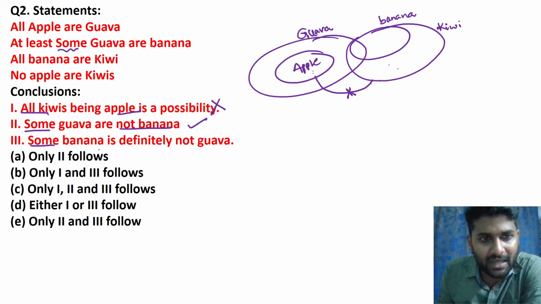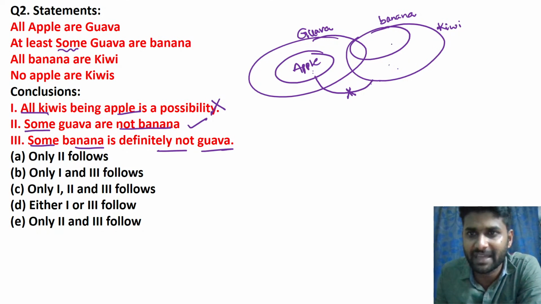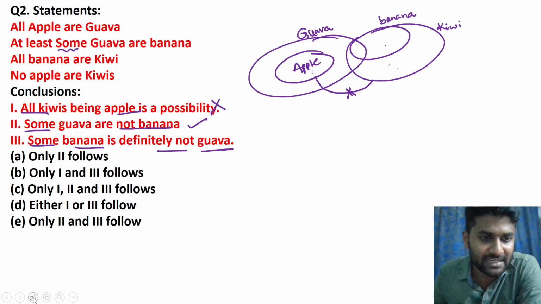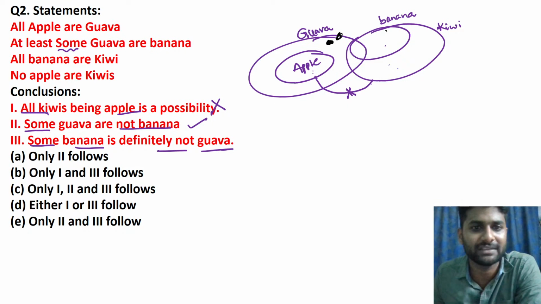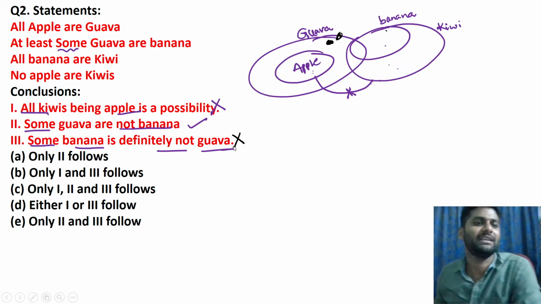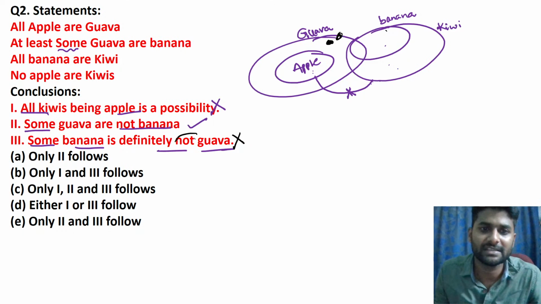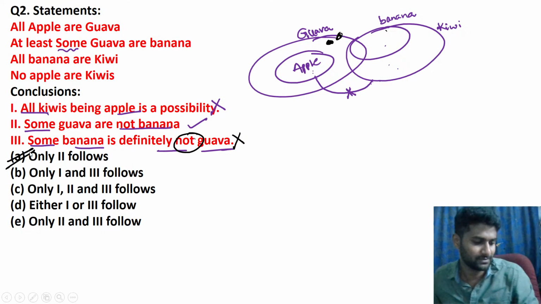Next, some banana is definitely not guava. See, again you just verify the reverse way. Can I assume all banana into guava? Yes, of course. Why? Because no apple is kiwi is our statement, but we can assume all banana into guava. We can assume all banana into guava means we can assume some banana is also guava. That's why this case is invalid. Why? Because we can assume all bananas, definitely we can assume some, but the conclusion says that some has no chance. That's why here only conclusion 2 follows.